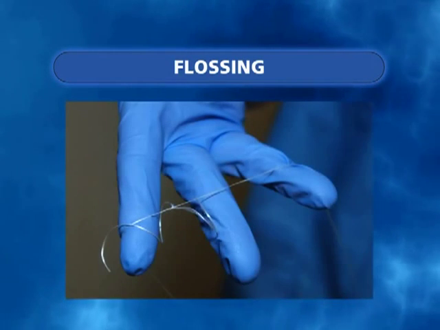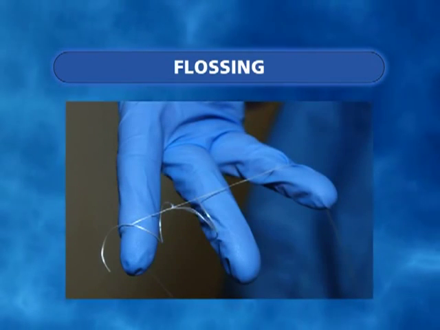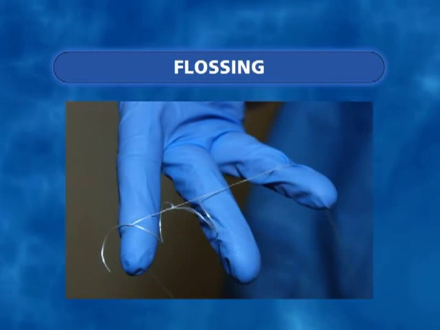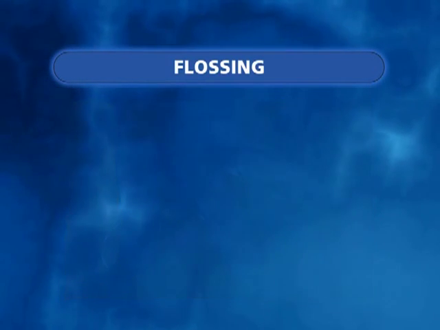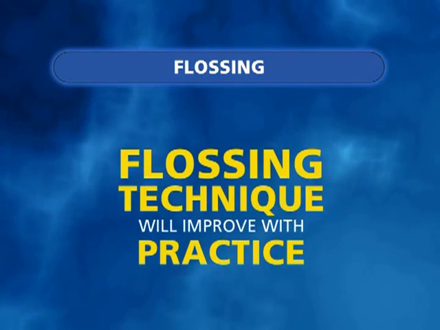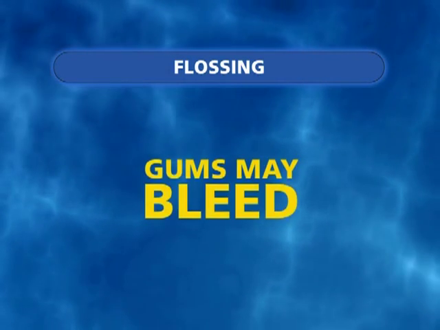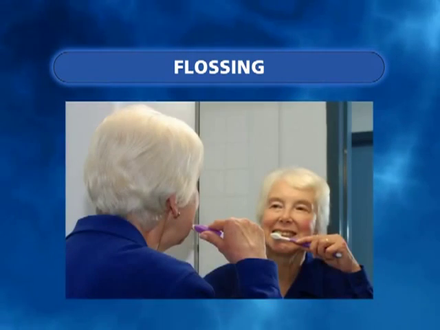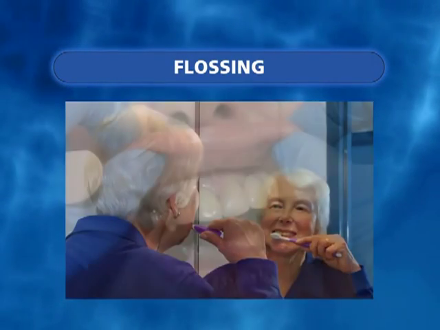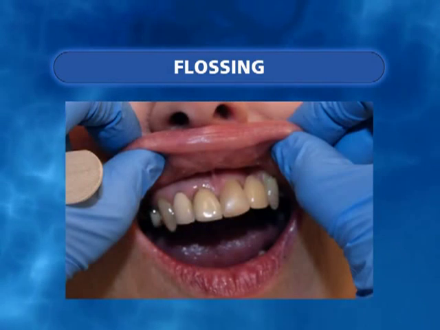If the floss shreds, you may want to use a waxed floss, which will slide between the teeth more easily. Flossing technique will improve with practice. Gums may bleed at first, but with regular flossing and brushing along the gum line, this should stop within a few weeks.